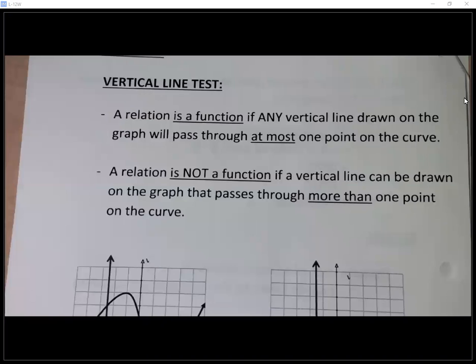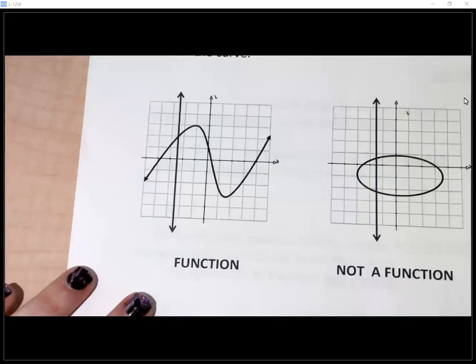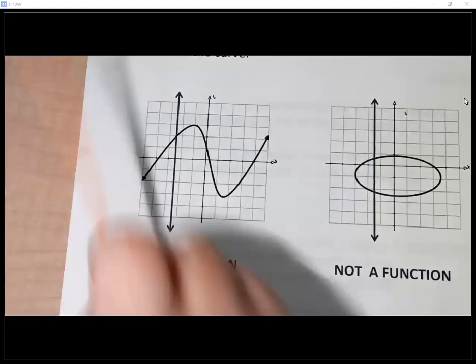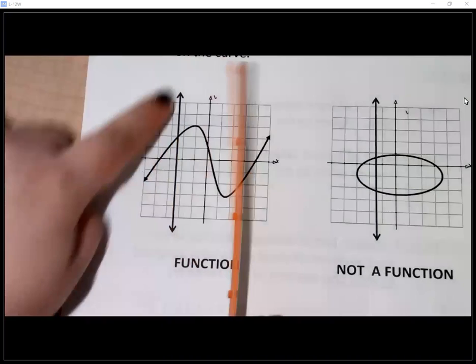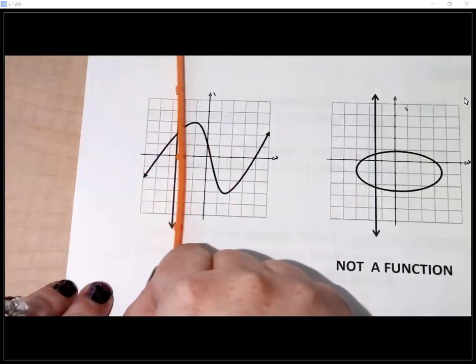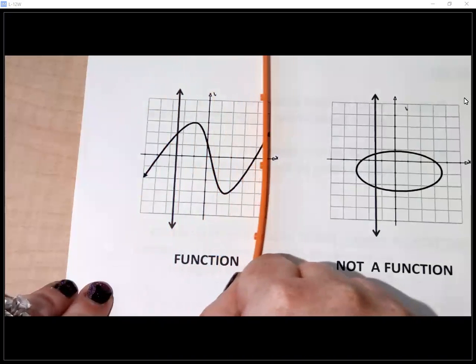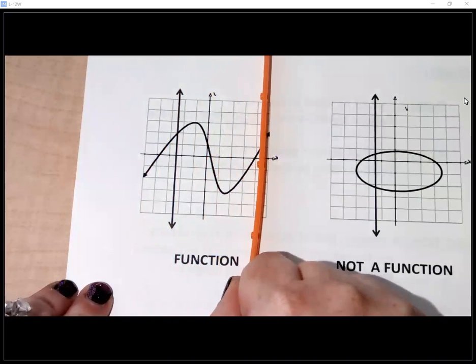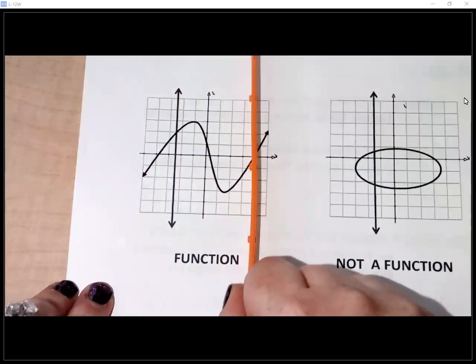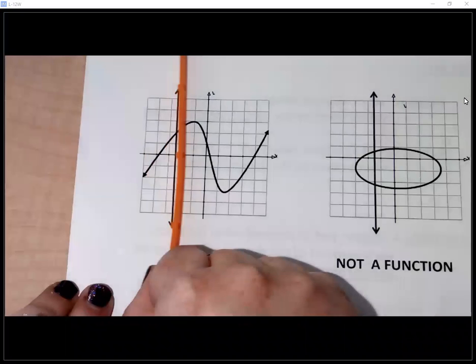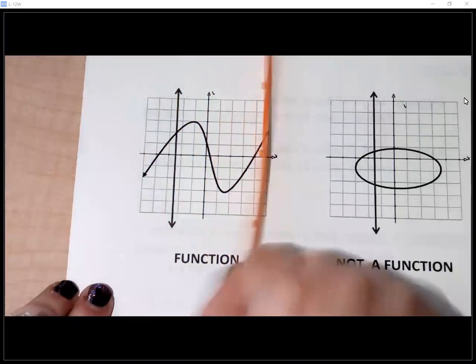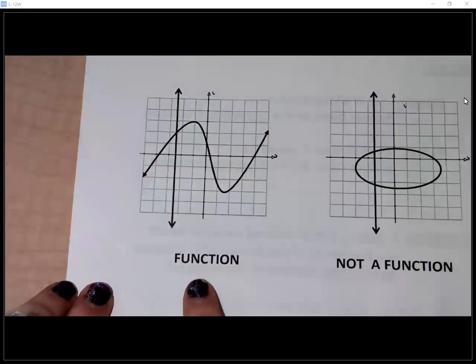All you have to do is, let's just take a look down at the bottom. You can read those words up there if you want to. I'm going to take a vertical line and I'm going to pass it through. See, they already have one drawn. You pass it through all along your graph. If it ever hits more than once, it is not a function. If it only ever hits once at a time, then yeah, it's a function. So you can see this one is a function because it never hits a vertical line more than once.